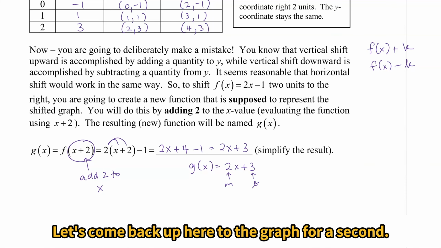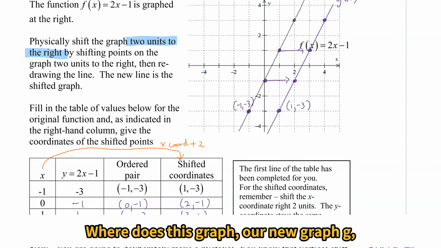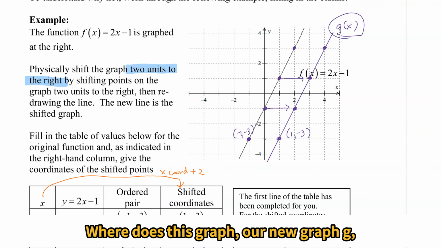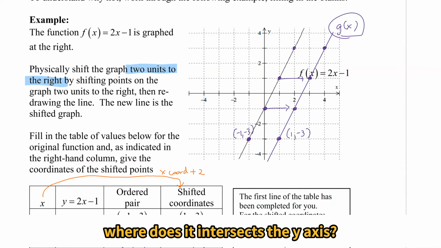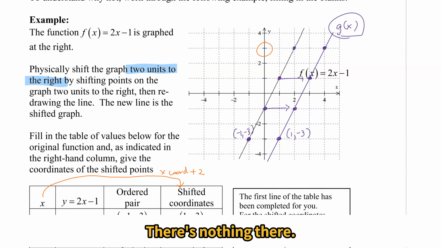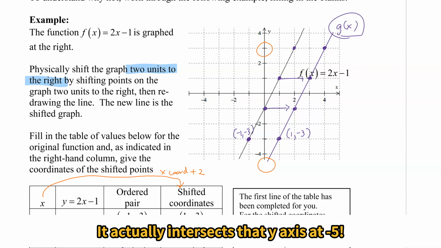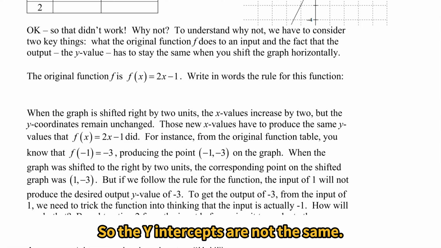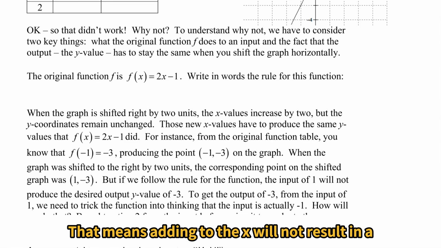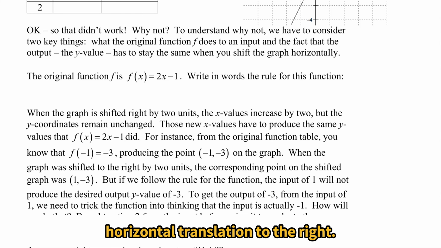But let's come back up here to the graph for a second. Where does this graph, our new graph, g, where does it intersect the y-axis? It does not intersect that y-axis at 3. There's nothing there. It actually intersects that y-axis at negative 5. So the y-intercepts are not the same. That means adding to the x will not result in a horizontal translation to the right.